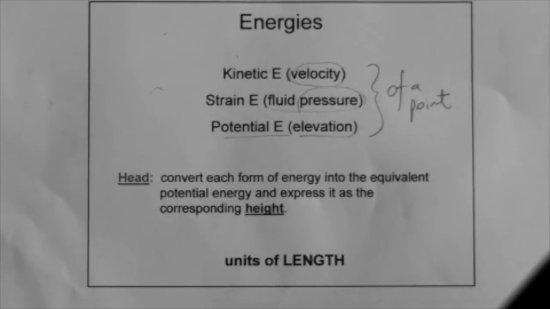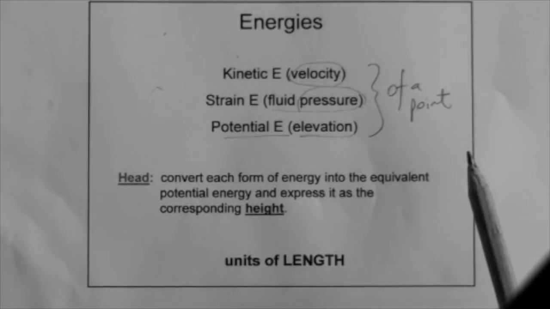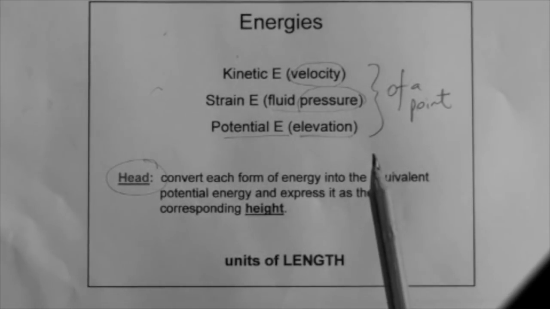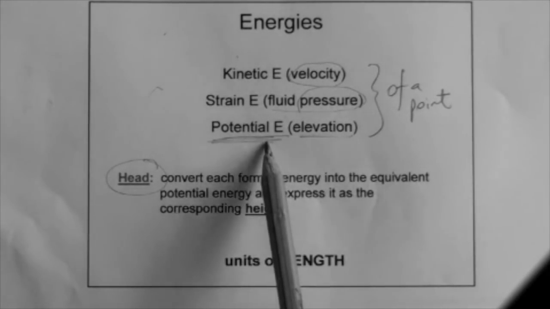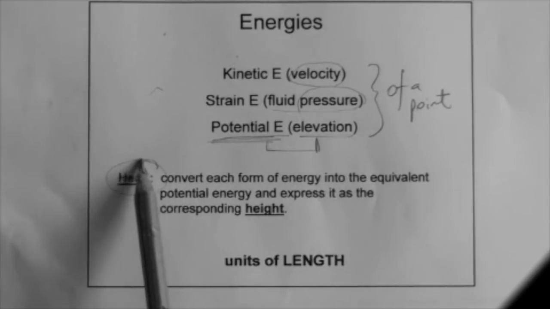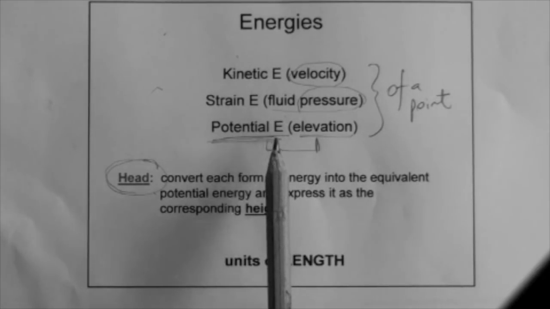Now we can analyze flow or solve problems associated with flow using energies, but generally in geotechnical engineering and in civil engineering we use the concept of head. So what we do is we say, let's convert all these energies that we know exist into the equivalent potential energy, and then that potential energy we convert to a distance, into an elevation. So the word head is used to denote the equivalent potential energy at a point.